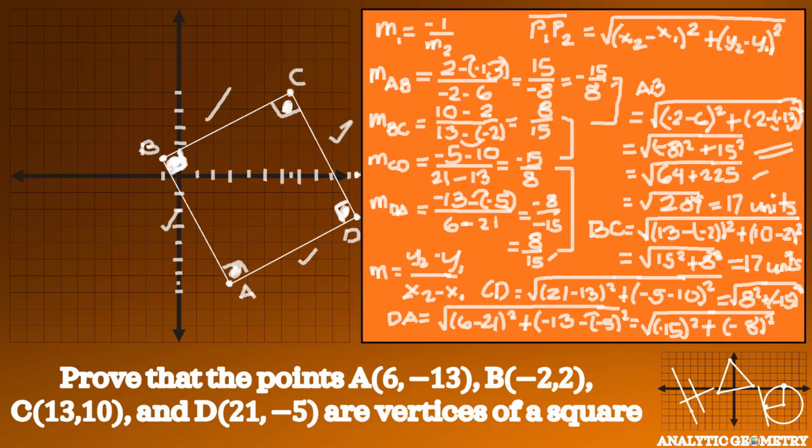So if we're going to continue all of this, AB has 17 units, BC is 17 units, CD and DA are also 17 units. So this shows that the sides have the same measurement, together with earlier that we proved that the interior angles are 90 degrees. This shows that our figure here is really a square, and this further shows that points A, B, C, and D are vertices of a square.